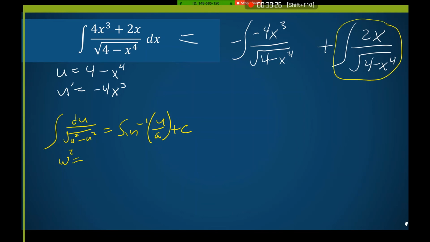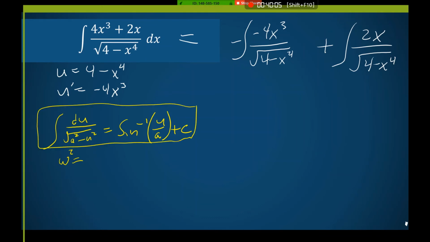Wait, so w squared is the entire function? Looking at the entire function, our whole function should be in this form. So if I want to rewrite it in this form, what would the w squared be? Wait, do we substitute our values into the u, or we just write it with u and a? We're going to rewrite this using this format. However, because I already have a u, that's different. Instead of using u for this substitution, I'm going to use w. That's just the next letter in the alphabet.